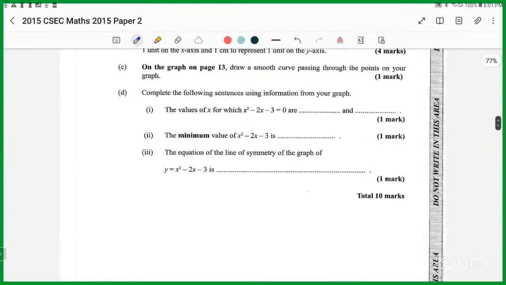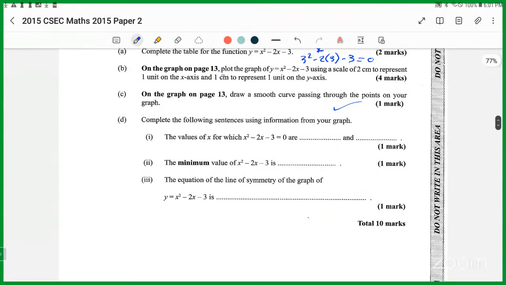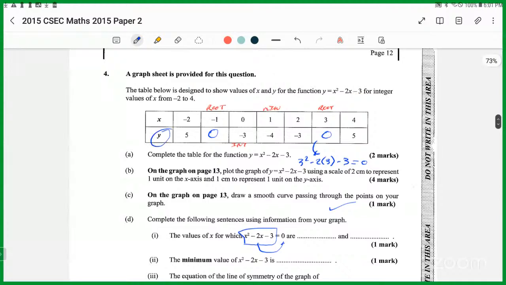Let's say now, complete the following sentence. I've drawn a smooth curve, I plot the points and draw the graph. It says complete the following sentences using information from the graph. It says the values of x for which the graph is equal to 0 are the roots. That's where y equals 0. Where y equals 0 is here and there, and those x values are the roots, negative 1 and 3.